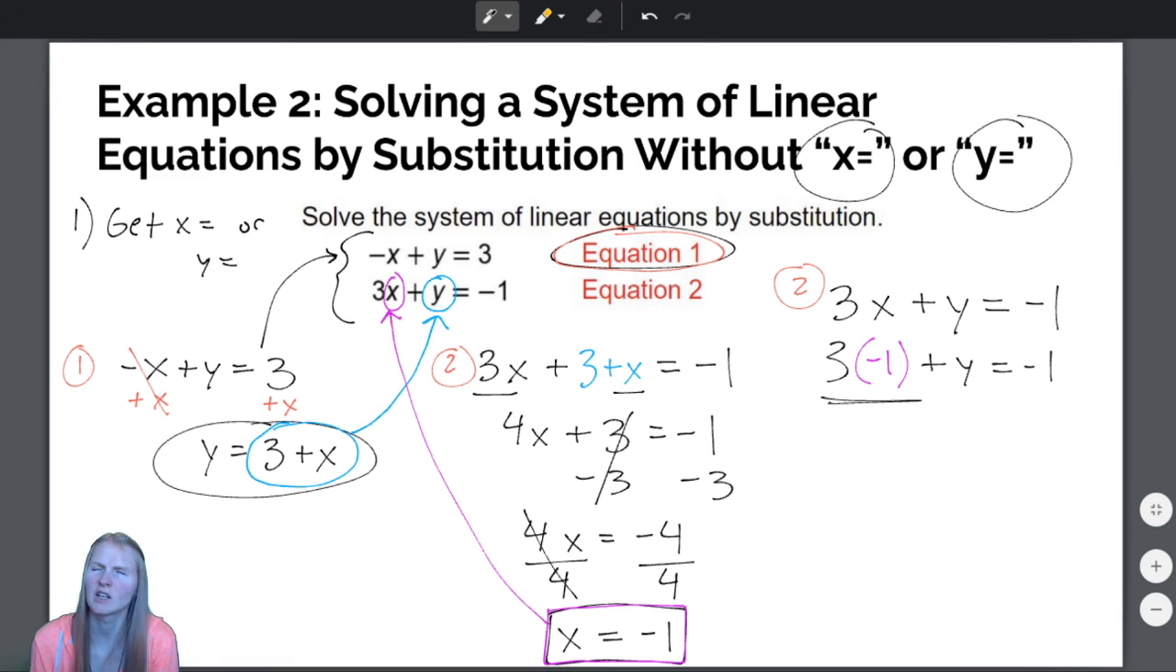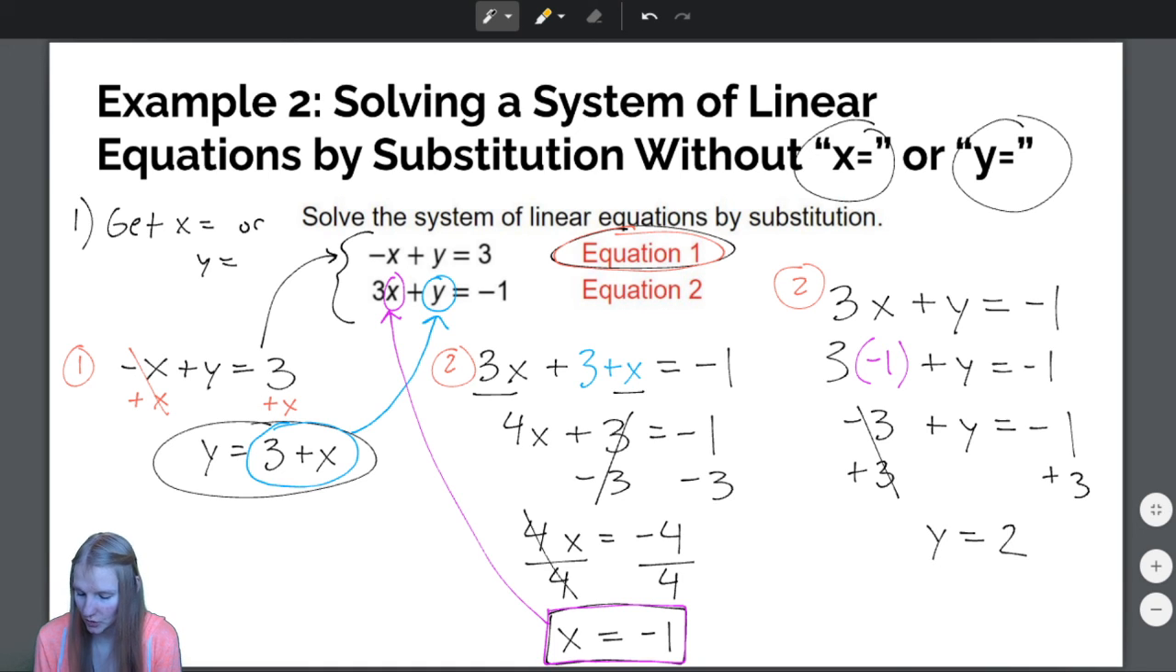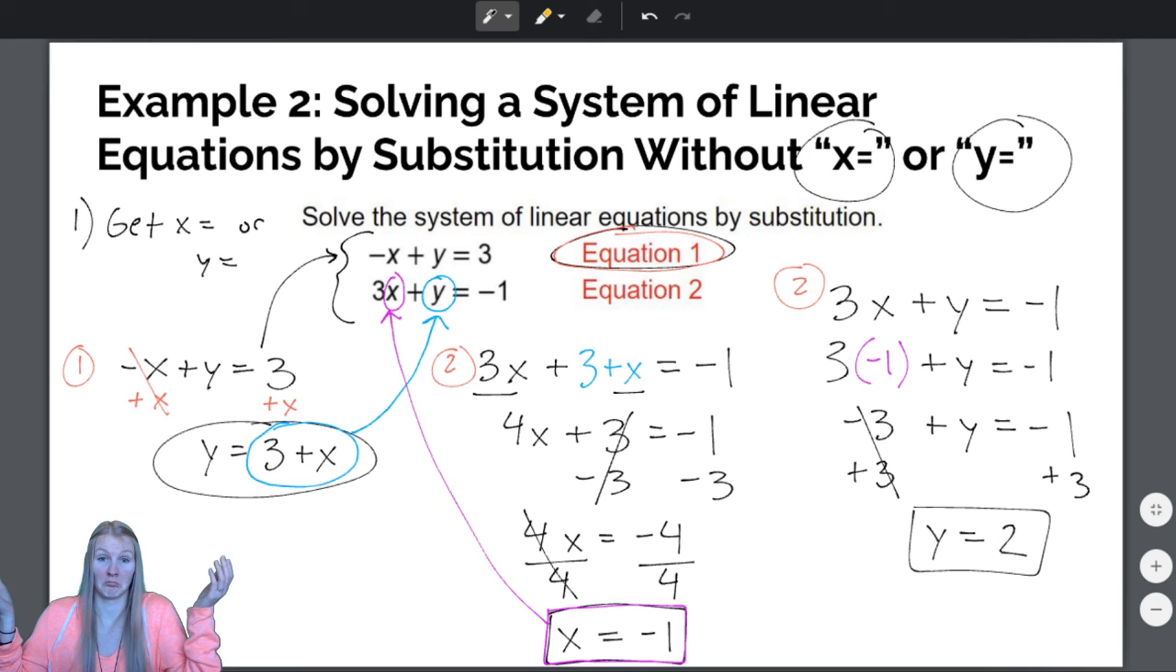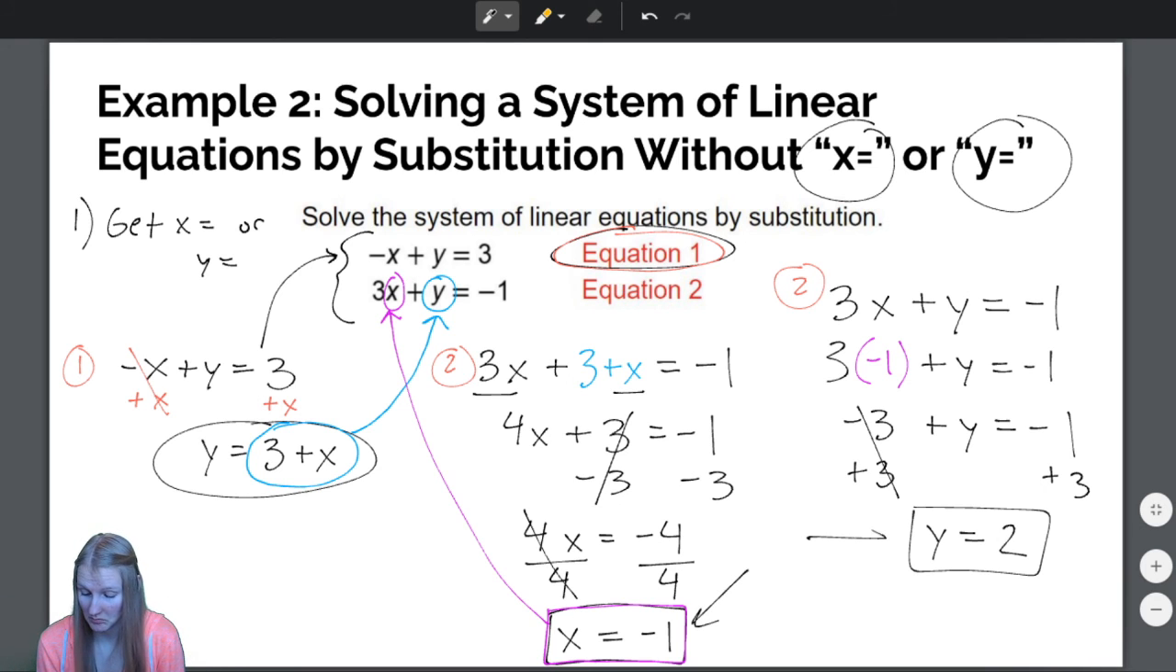Okay, what is -1 times 3? That's -3 plus y equals -1. And if I want to get y by itself, I just need to add 3 to both sides. So I get y equals 2. Hey, there we go. I have x and I have y. So in the end, we get -1, comma, 2.